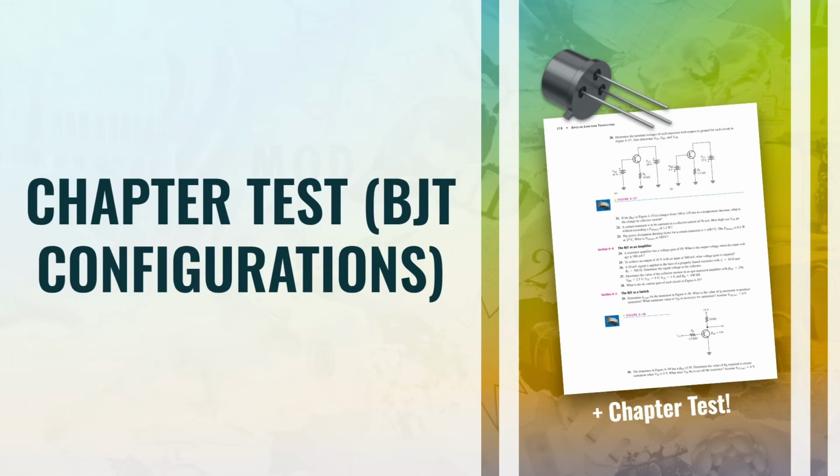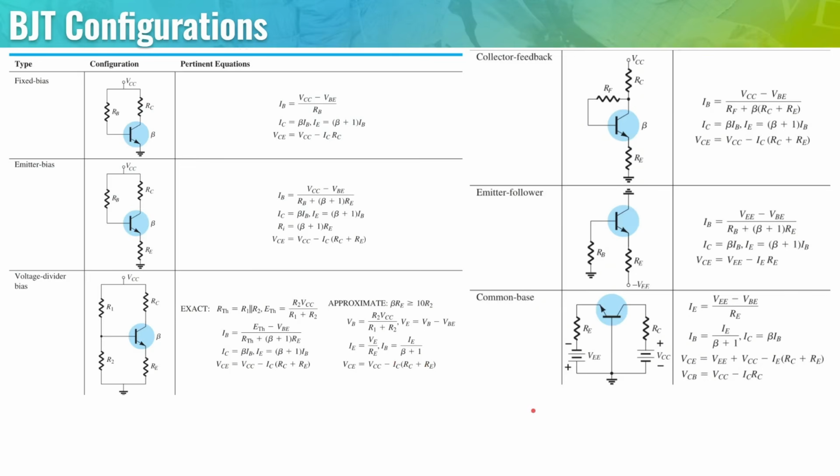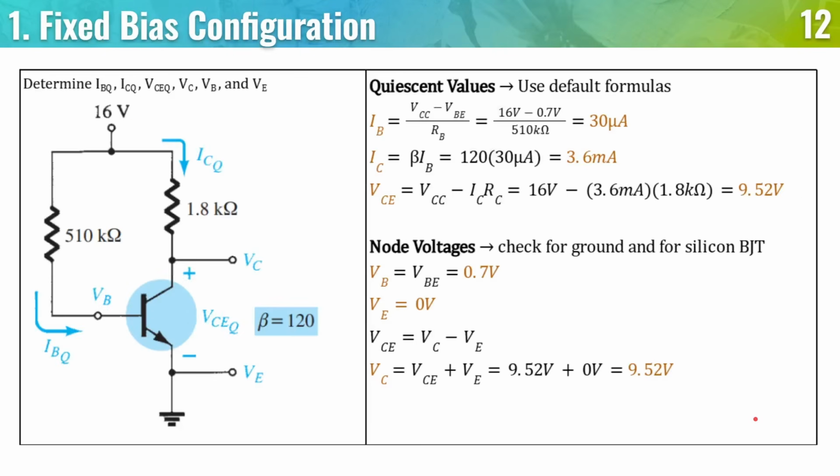So for your information, this chapter test is from chapter 4 of Boylestad's Electronic Devices and Circuit Theory, I think. So here is a summary of the BJT configurations and their formulas if ever you wish to take a screenshot so you can follow along with the next parts of this video. So here, let's have the fixed bias configuration. So we are to determine IBQ, ICQ, VCEQ, VC, VB, and VE.